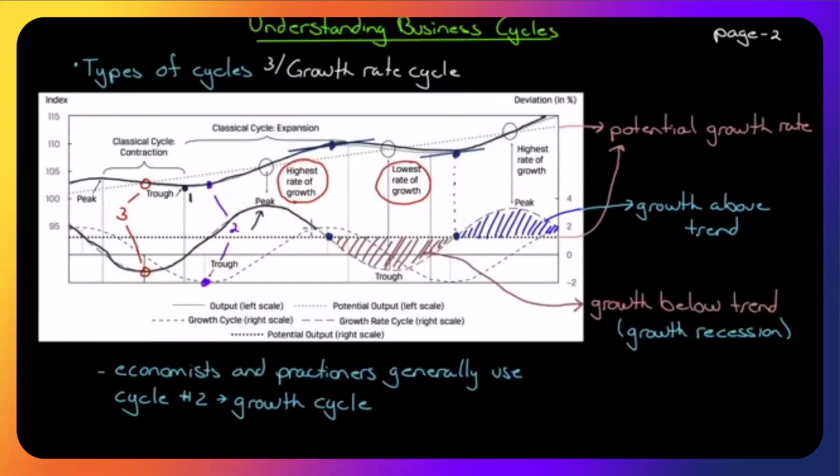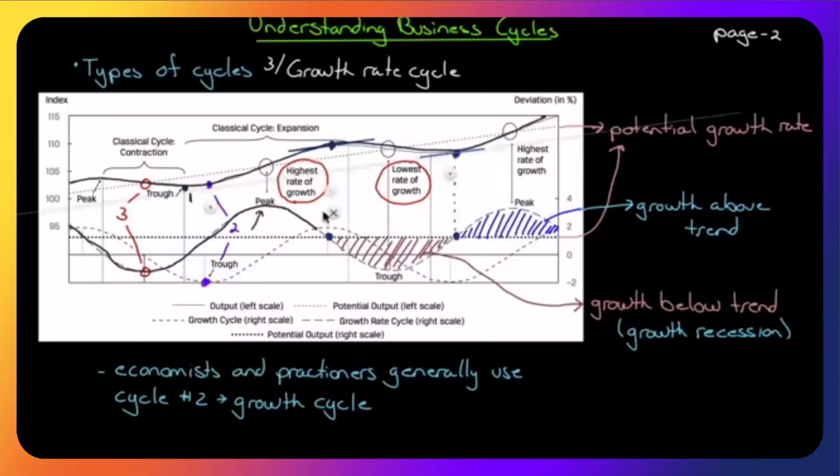And this one is explained by following the traditional or the classical cycle and taking a derivative all along the way. This is the derivative. This curve here is the derivative of a classical business cycle. So let's see if we can line up some of these points down here.